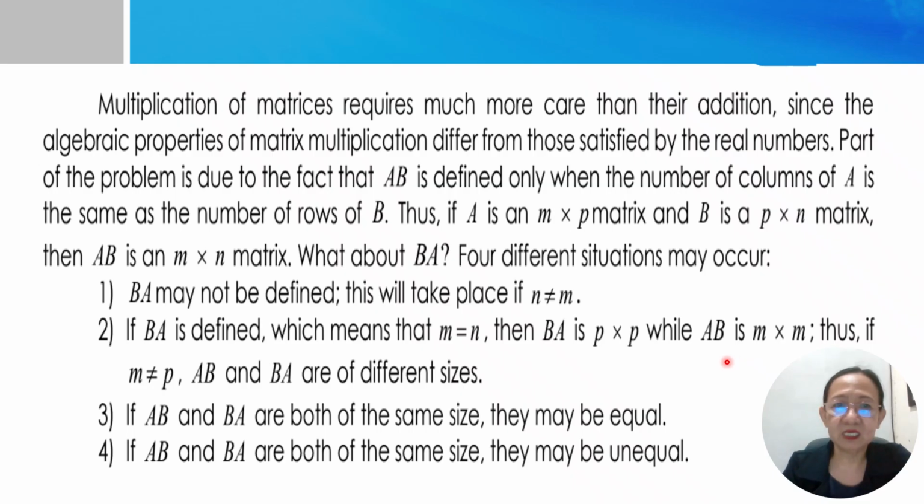So thus, if M is not equal to P, AB and BA are of different sizes. For the third one, if AB and BA are both of the same size, they may be equal. And lastly, if AB and BA are both of the same size, they may be unequal. Let us look into this in our next examples.